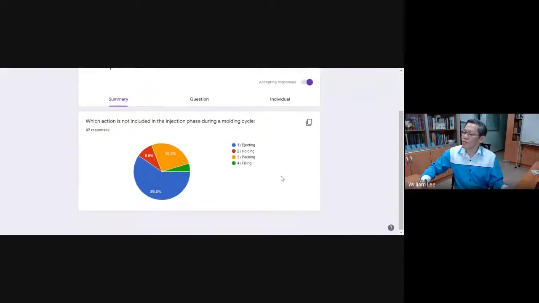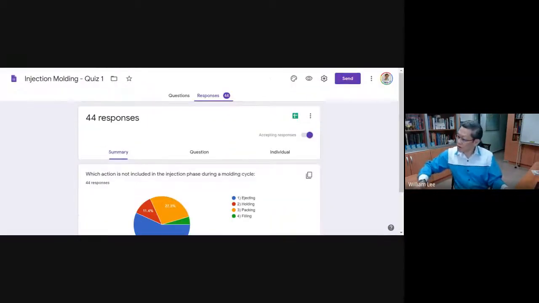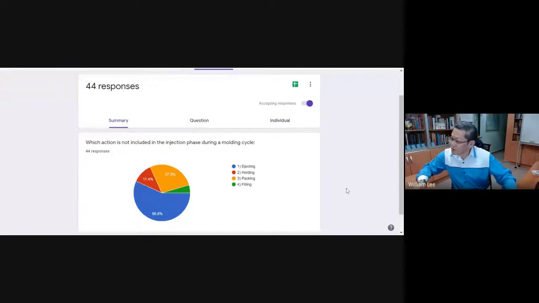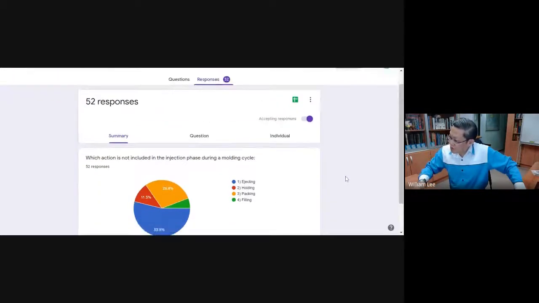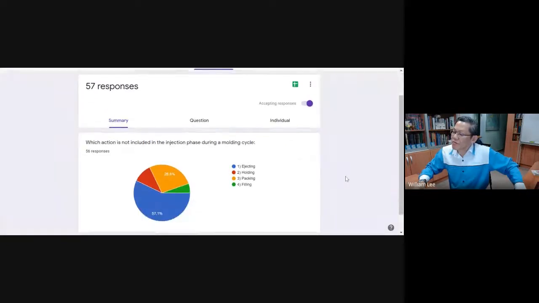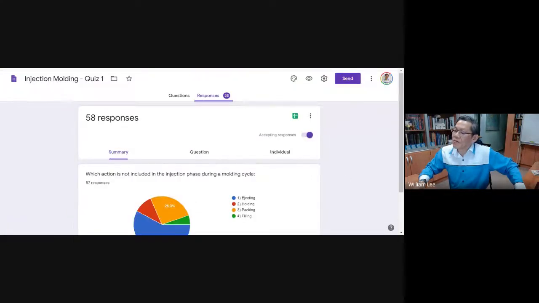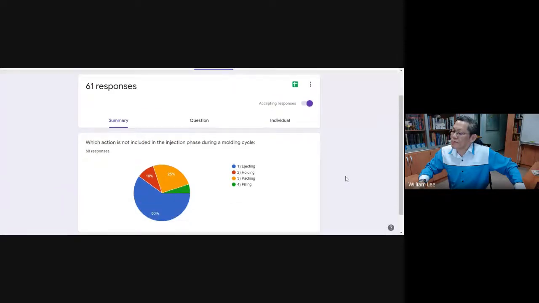Okay, so here you can see 44 responses now. Which action is not included in the injection phase during the molding cycle? Okay, 58. Please, I need more. So you have altogether 100 attendance today, response 61.